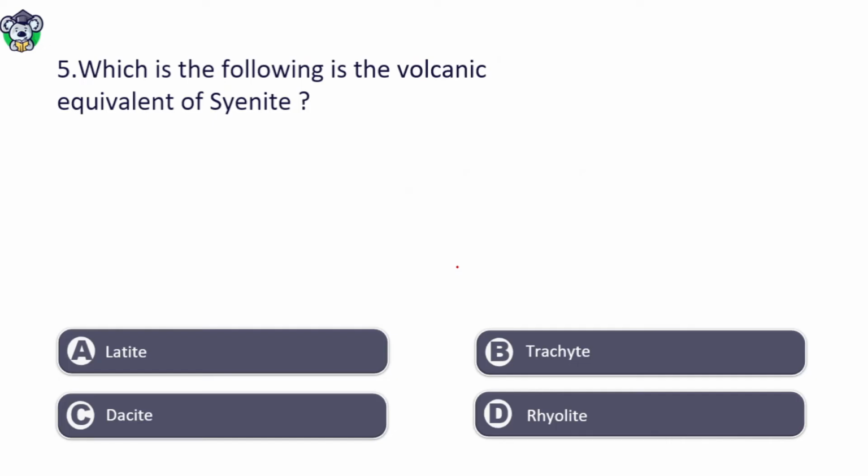Which of the following is the volcanic equivalent of syenite? Latite, trachyte, dacite, rhyolite. What is the volcanic equivalent of syenite? That is trachyte. Option B is the correct answer. Latite is the volcanic equivalent of monzonite. Similarly, rhyolite is the volcanic equivalent of granite, and dacite is the volcanic equivalent of granodiorite.